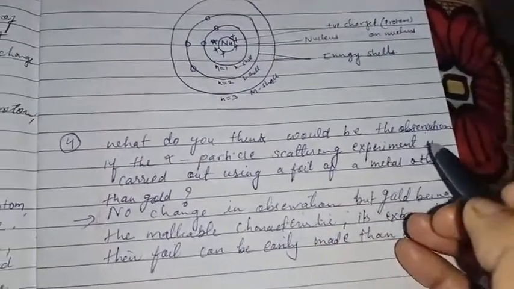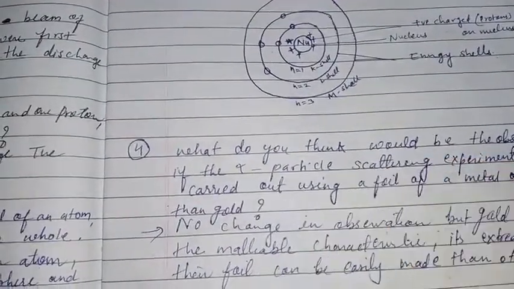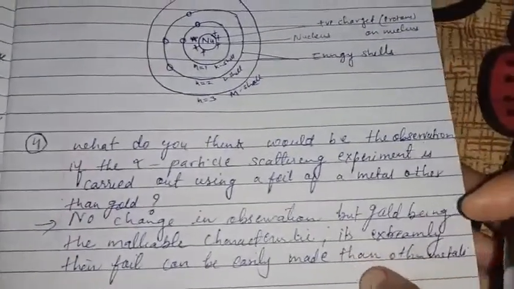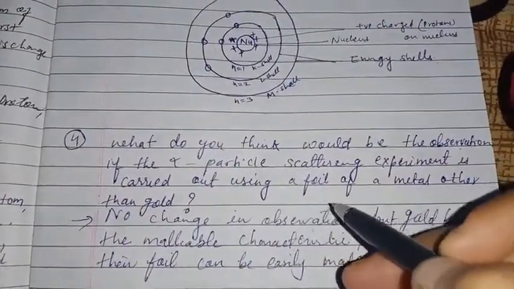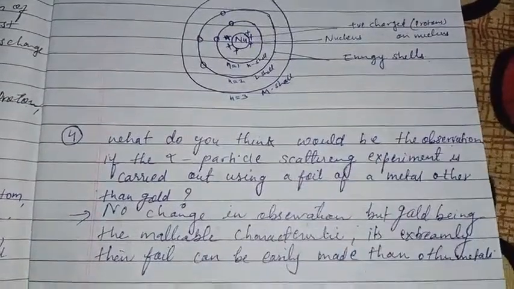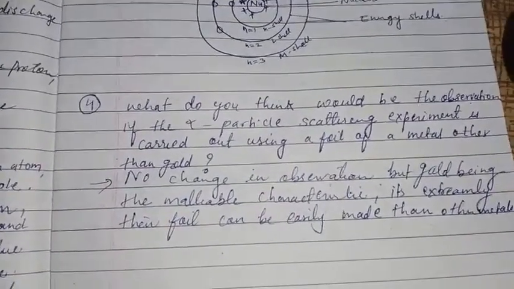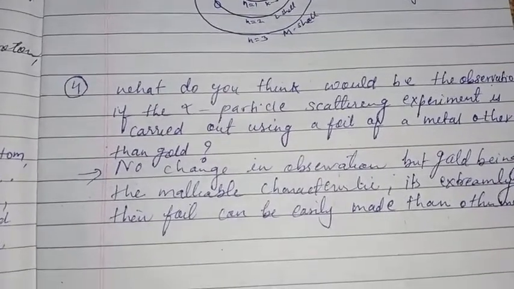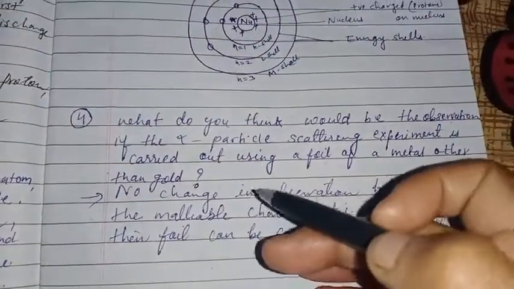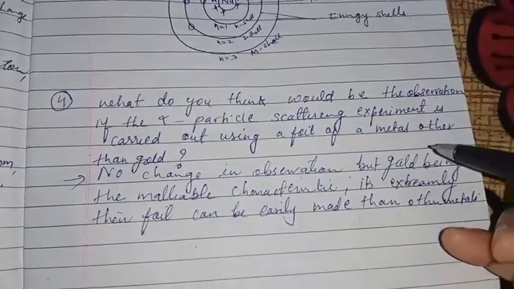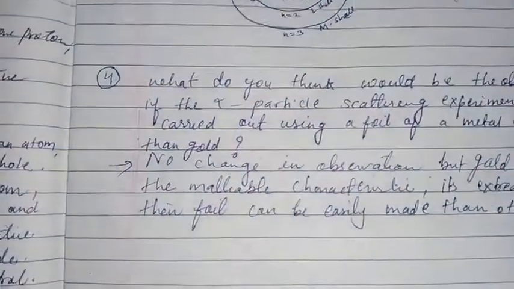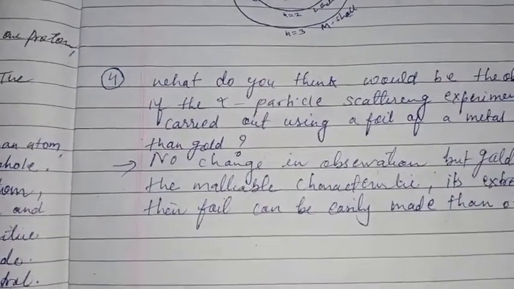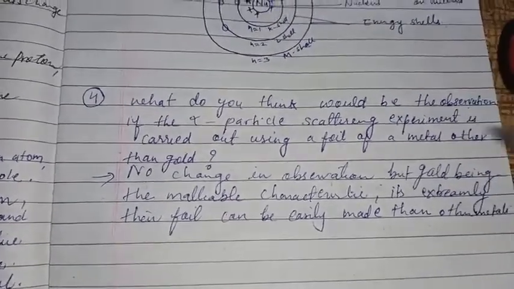The next question is, what do you think would be the observation if the alpha particle scattering experiment is carried out using a foil of a metal other than gold? In the question it is asking, if the alpha particle scattering experiment which was done by Rutherford had been carried out using a foil of a metal other than gold, then what would have happened? So nothing much.